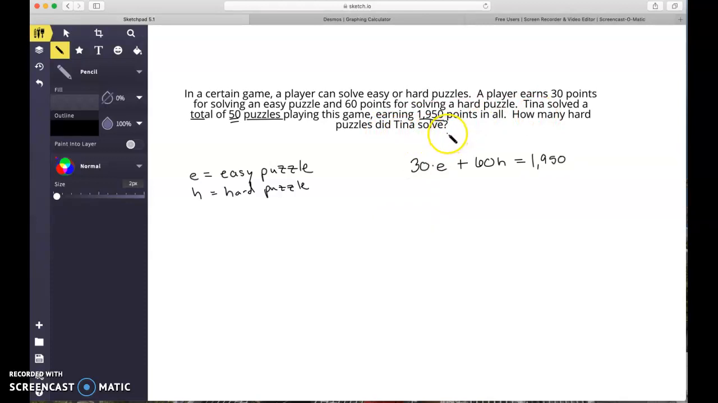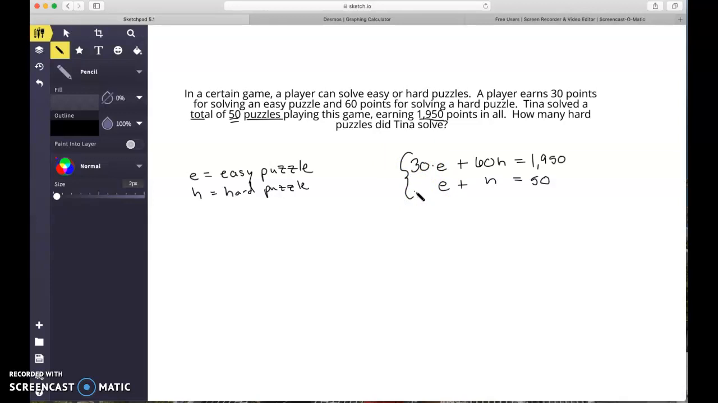Well, they didn't tell us how many easy puzzles she solved, so we have to figure that out too. They just told us that however many easy puzzles she solved and however many hard puzzles she solved will add to make 50 total puzzles, and that's our second equation. You take the number of easy puzzles plus the number of hard puzzles to total your 50 puzzles. All right, so we've got the equations set up, right? Now all we have to do is solve it.